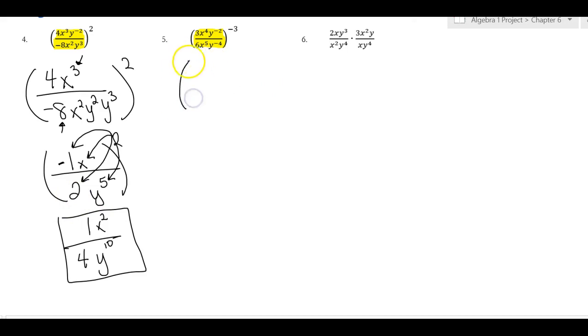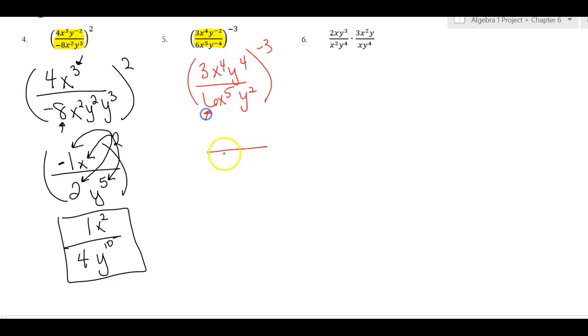Hopefully you started out by, let me change colors, moving things inside, so it becomes x to the 4th, y to the 4th, over 6x to the 5th, y squared. And again, I still have something to do. I need to reduce. 3 divided by 6 is 2, but since the bigger number's on bottom, the 2 goes on the bottom. I got 4 x's on top, 5 on the bottom. So that means I have 1 left, and since the bigger one's on the bottom, my x is on the bottom. And then I have 4 y's on top, 2 y's on the bottom. And so that's going to give me 2 y's on the top.